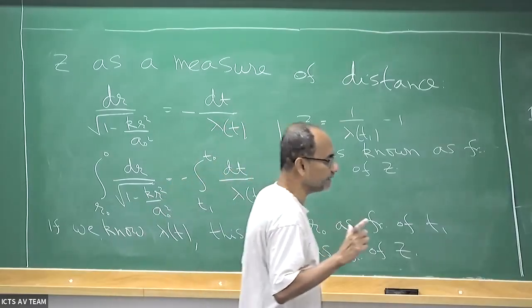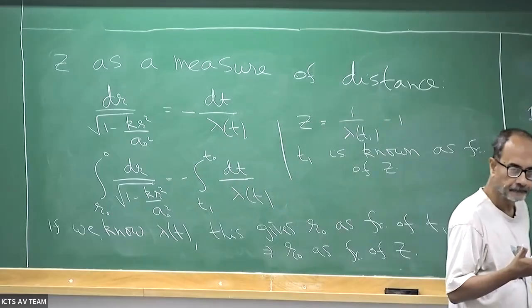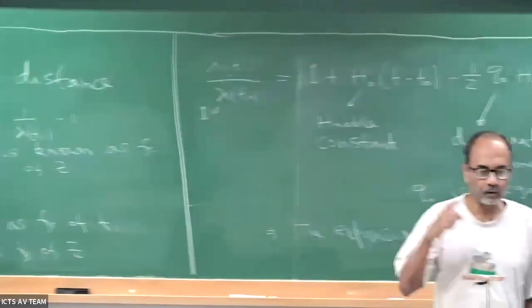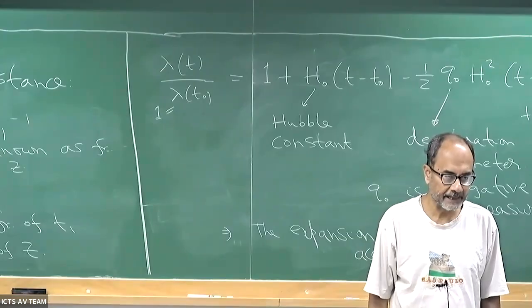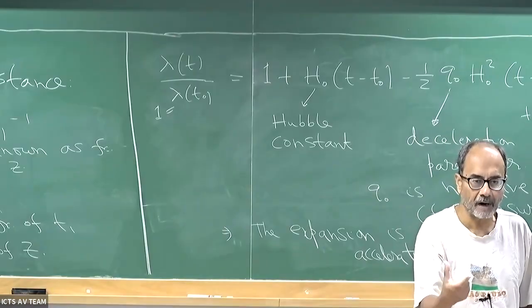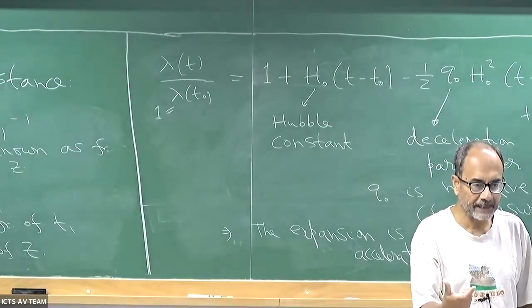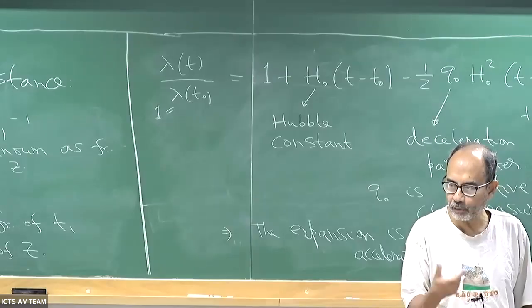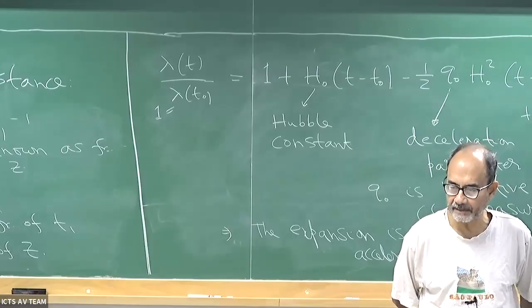Now, in practice, it's actually reversed. We don't a priori know what lambda t is. But we can measure R naught as a function of Z. We can identify distant sources, measure that distance by some independent means, and then also measure the redshift directly. So what we measure is Z as a function of R naught, and using that we can figure out what lambda is as a function of t. That's one way of determining lambda as a function of t.